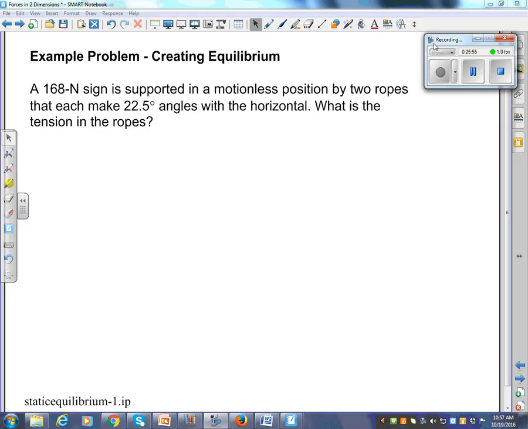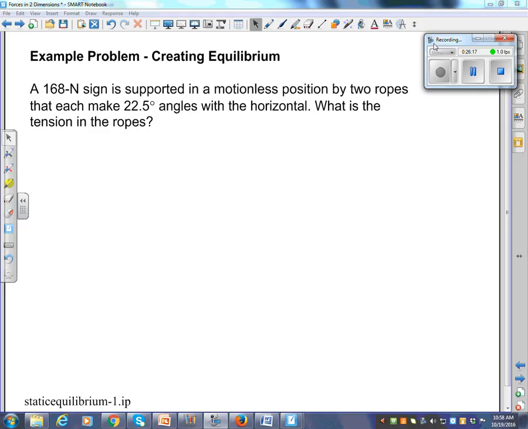Let's do an example question, shall we? A 168 newton sign is supported in a motionless position by two ropes that each make 22.5 degree angles with the horizontal. What is the tension of the ropes? Do you guys have a picture on the next page there? Okay. That's fine. No, we can draw it.